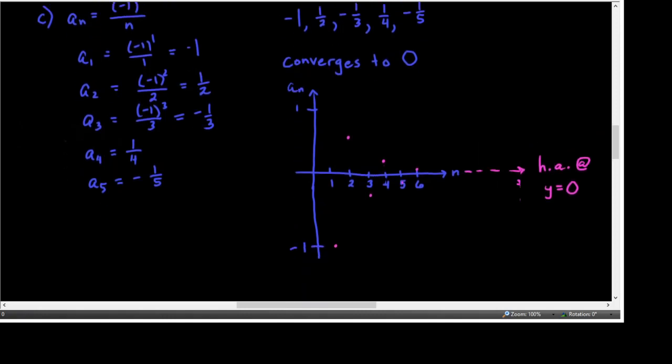Oh, and by the way, did you notice I did not connect the dots? That's because there's only inputs that are numbers like 1, 2, 3, 4, 5, 6, not anything in between. So we cannot connect the dots. It's not valid to try to do that. It's just what we call a discrete set of numbers. They're just discrete dots. They're not connected. So anytime you graph a sequence, it will not be connected.